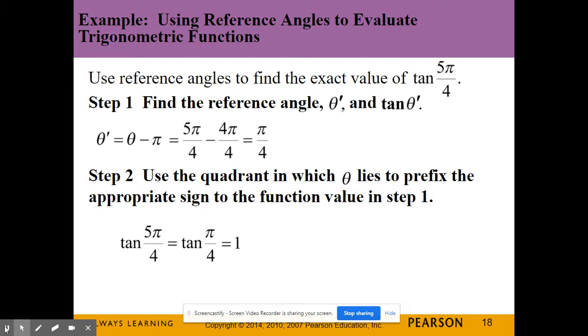Use the quadrant in which that lies to prefix the appropriate sign of the function. Well, this is quadrant 3. And we know that tangent is positive in quadrant 3. So we're not prefixing a negative sign, right? We're essentially doing nothing. So you end up with the fact that tangent of 5 pi over 4 is the same thing as tangent of pi over 4, and it's 1.